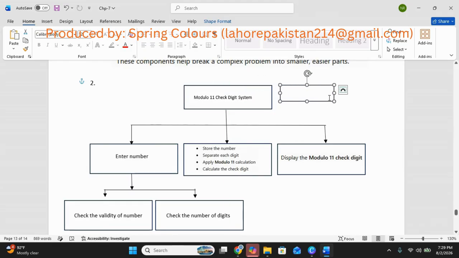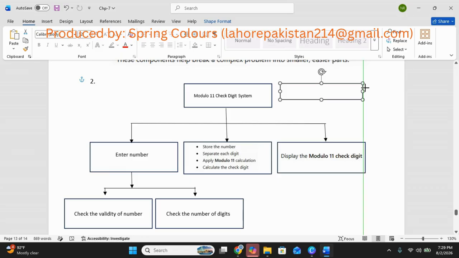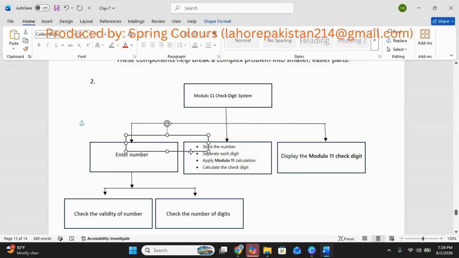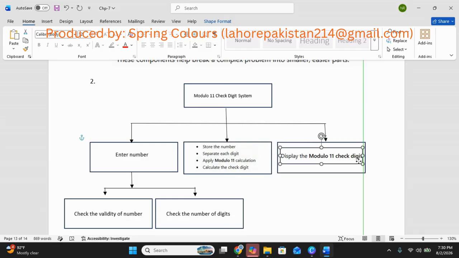As you can see, the diagram for the main system will be like this. Then it will be broken down into inputs, process, and outputs. The input will be a number. The process will be to separate each digit of the number, apply modulo 11 calculation, and calculate the check digit, and then in the end display the modulo 11 check digit.